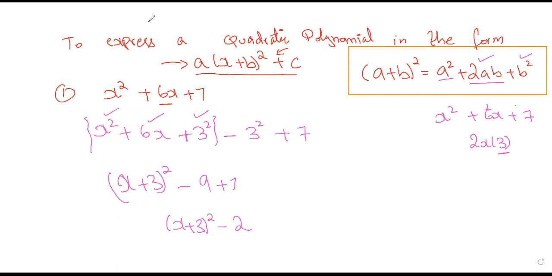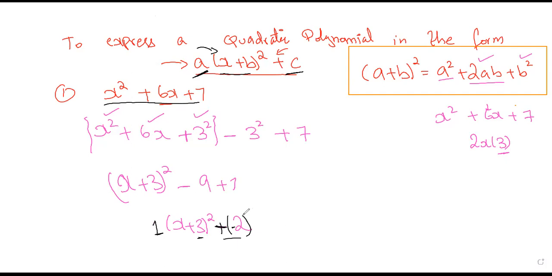Okay, so I'll explain this again. Here in this section, we are trying to write down any quadratic expression in this form. So what is this form? We have a number here; in this case, our number is 1. We have x plus a number, that is 3 in this case, whole square, plus c. So it basically is plus minus 2, right? I can write it as plus minus 2.